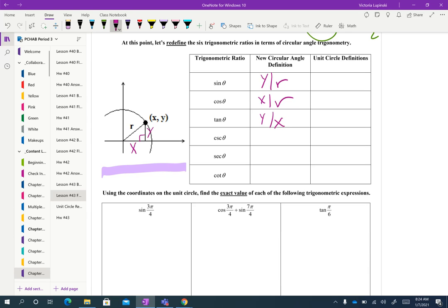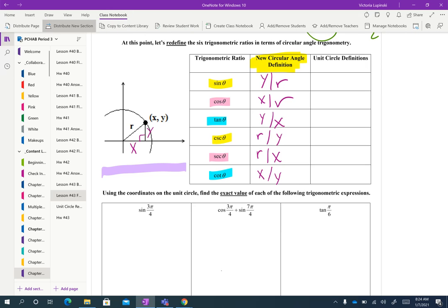Remember that the reciprocal relationships still hold. So a sine goes with a cosecant, a cosine with a secant, and a tangent with a cotangent, which means to find those ratios, all I have to do is take the reciprocal. So a cosecant is going to be an r over y, a secant an r over x, and a cotangent an x over y. These are the definitions you're going to use when you are on any circle of any radius. So that's probably important that you want to note here.